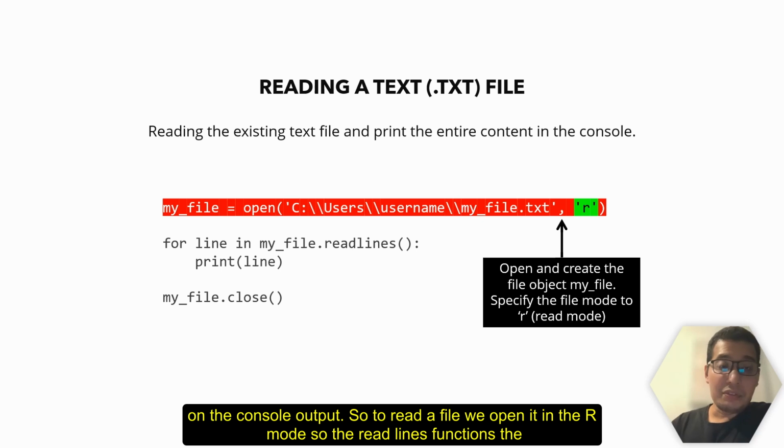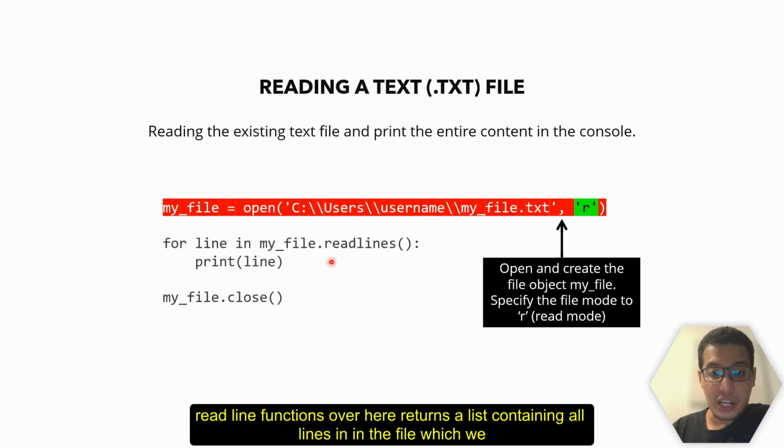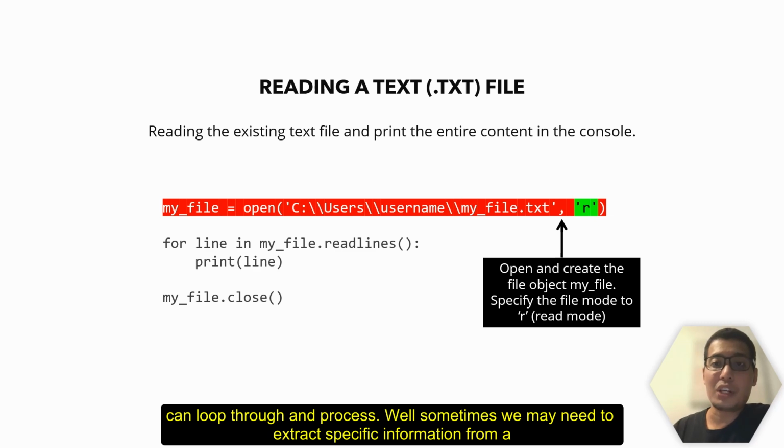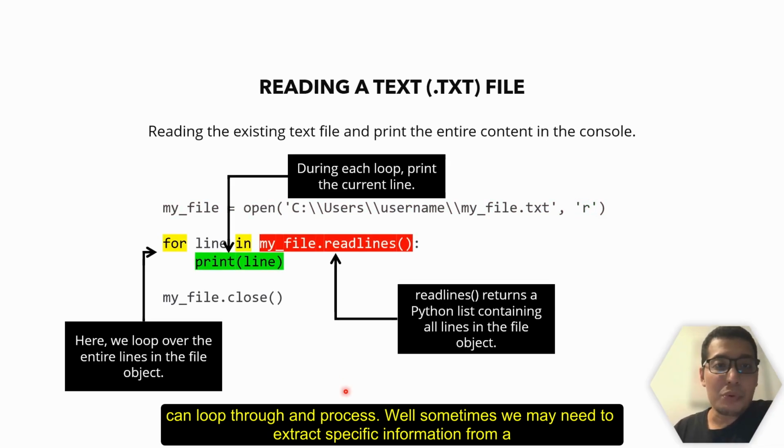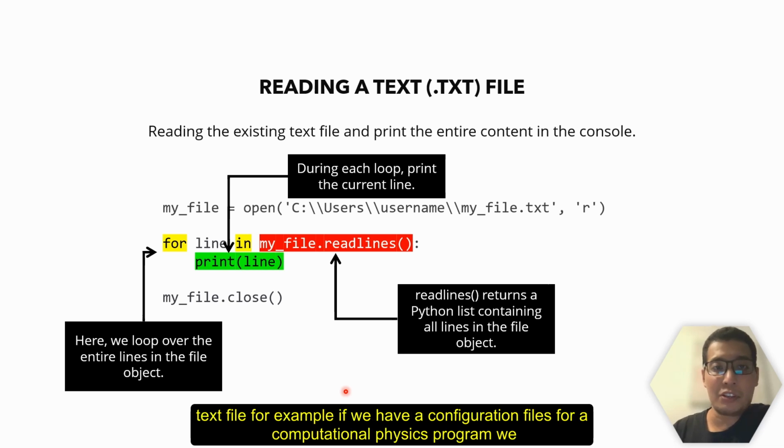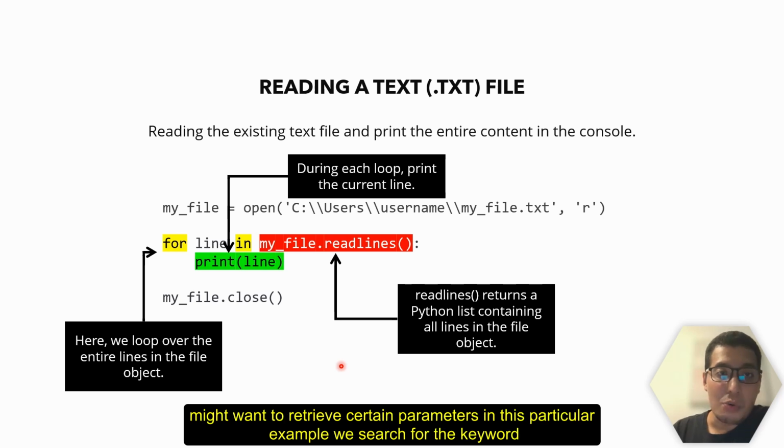To read a file, we open it in the "r" mode. The readlines function over here returns a list containing all lines in the file, which we can loop through and process. Sometimes we may need to extract specific information from a text file. For example, if we have a configuration file for a computational physics program, we might want to retrieve certain parameters.